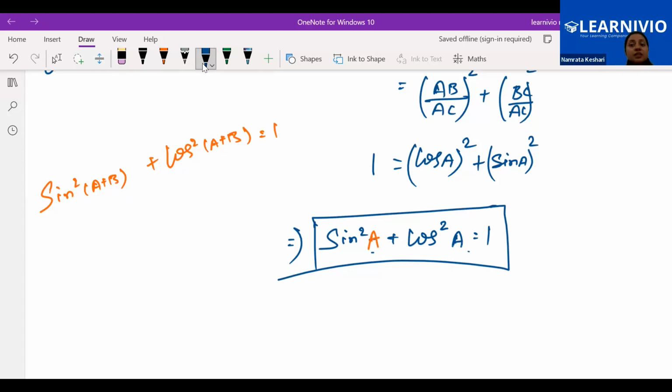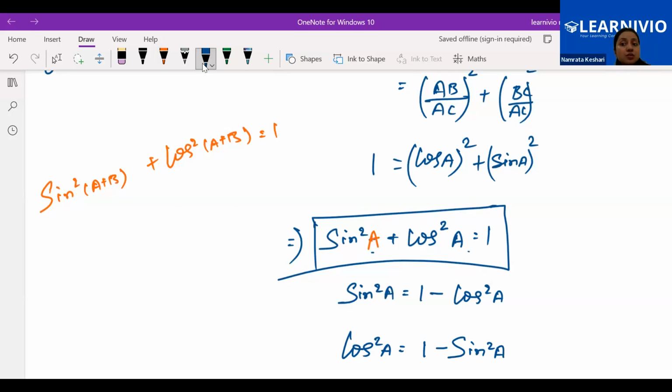Let me write it. There are 3 versions of the same formula. Whenever you will be having 1 minus cos square A, you can write sin square A for that. From where it came? From the same formula. Whenever you will be having 1 minus sin square A, you can directly substitute that with cos square A. From where it came? It came from the original formula.